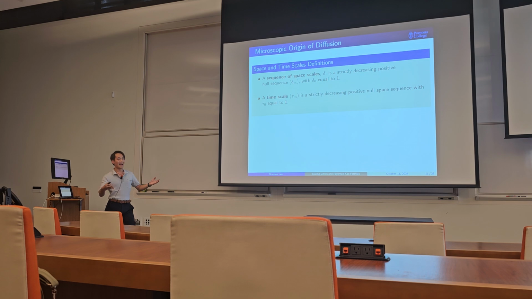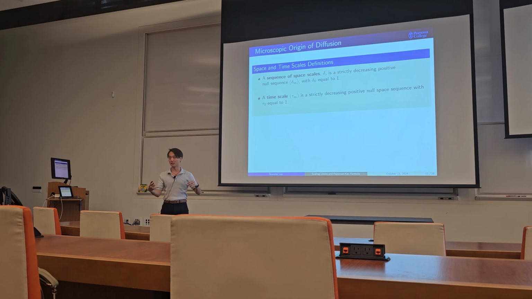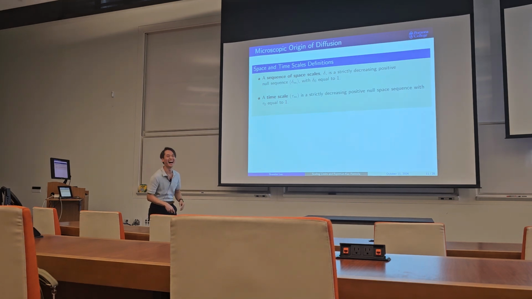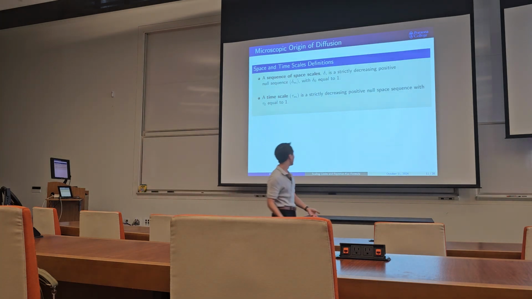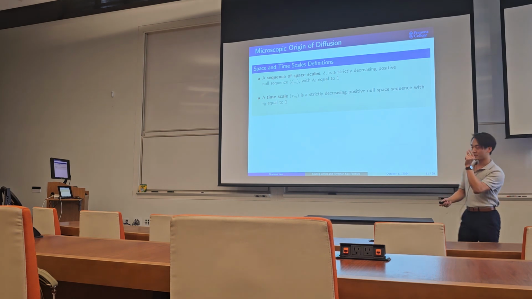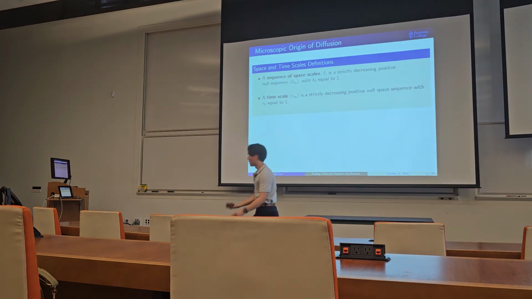Now we're going to look at this time and space scaling sequence. A sequence of space scales, delta, is a strictly decreasing positive null sequence with delta not equal to 1. I like to think of this as your step size almost. If you're taking a full step, it'll be equal to 1, but as we're scaling it with this delta, it's getting smaller and smaller and smaller.